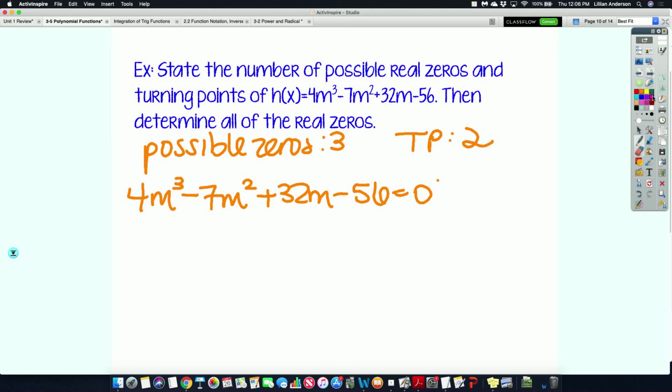To factor this, you factor by grouping. How you factor by grouping is you group the first two terms of the polynomial, and then you group the last two terms. And what you do is you determine what's the GCF in both of those groups. So when you look at the first group of 4n to the third minus 7m squared, what is the GCF? M squared. And then that leaves you with what from the first group?